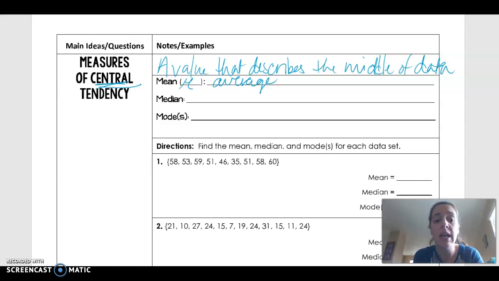The next piece we're looking at is the median. And just like the median in the road, it's the very center or middle number. So one thing we have to do to find the median before we can just pick the middle one is they have to be put in order. So our data must be in order. That's really important for finding the median. Okay, and so then the mode is the most repeated value.